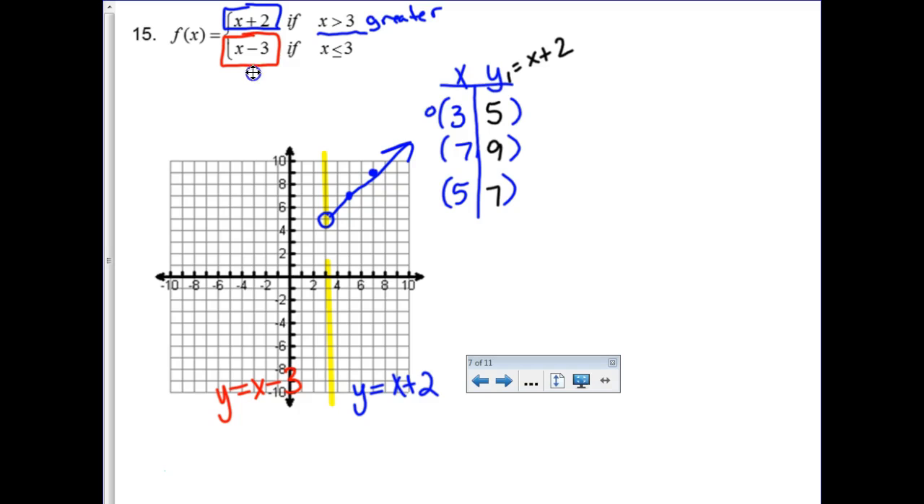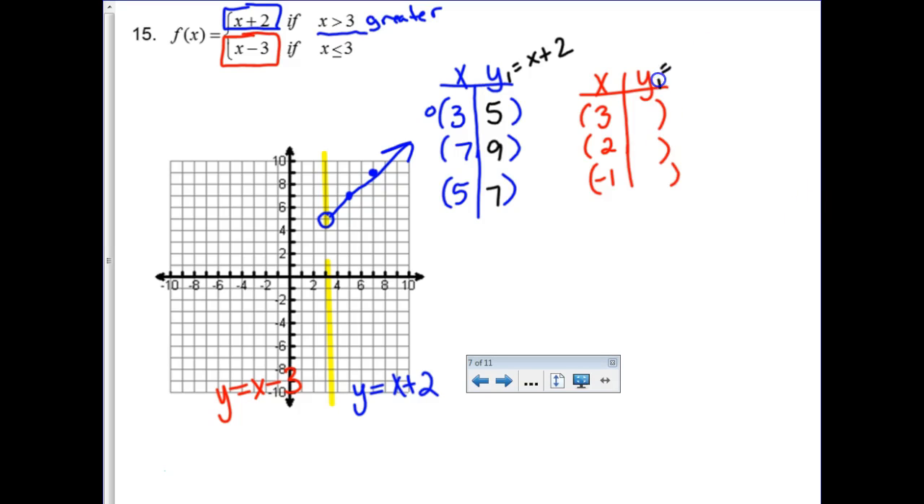Next function, which is x minus 3. You're only allowed to use that for x's that are less than or equal to 3. So you must start at the boundary line. Give me your favorite numbers after that that are less than 3. 2. Get crazy. What else? -1. All right.